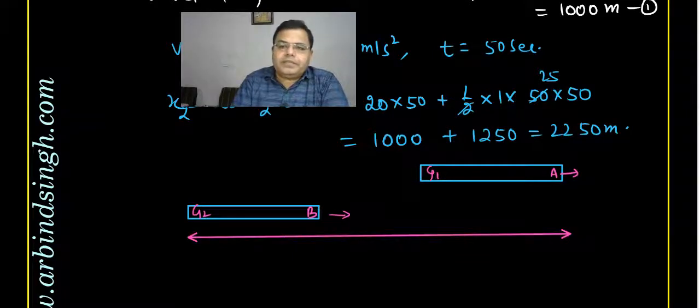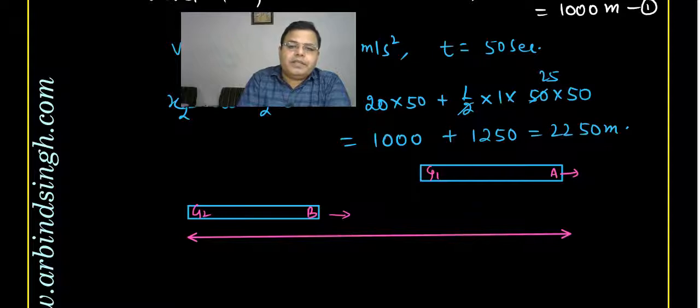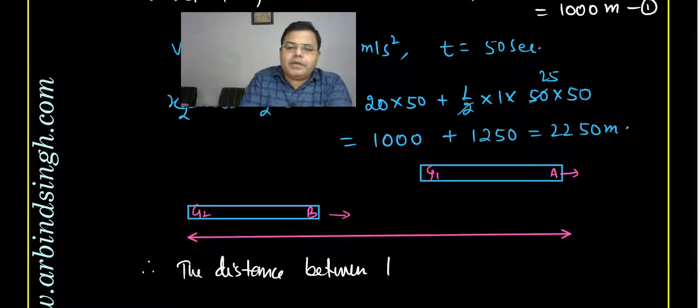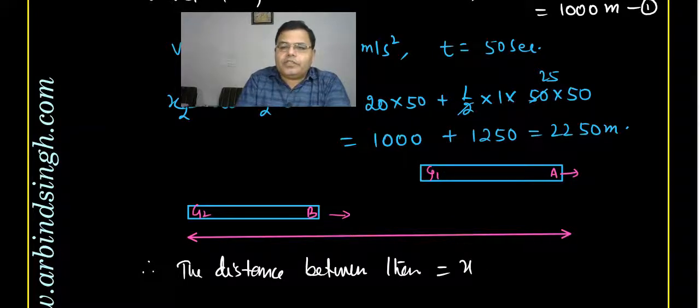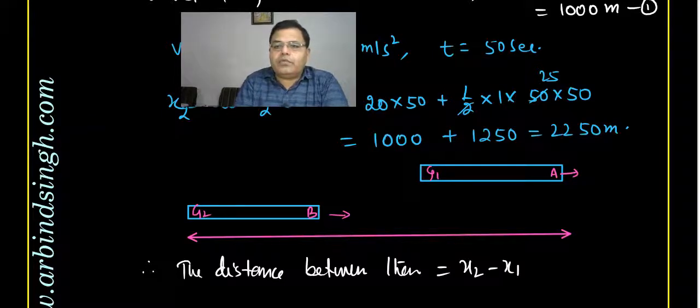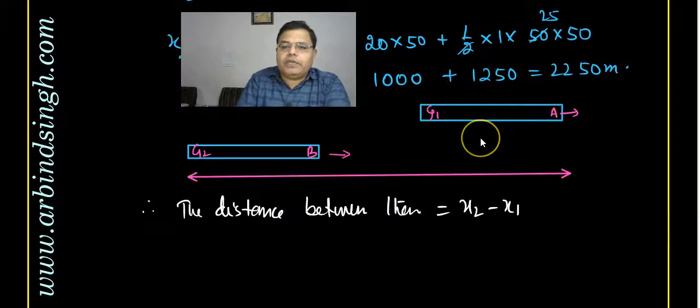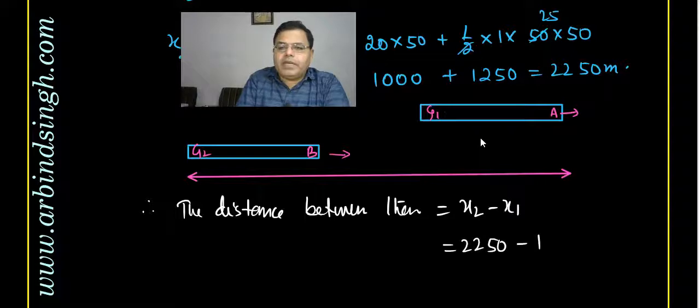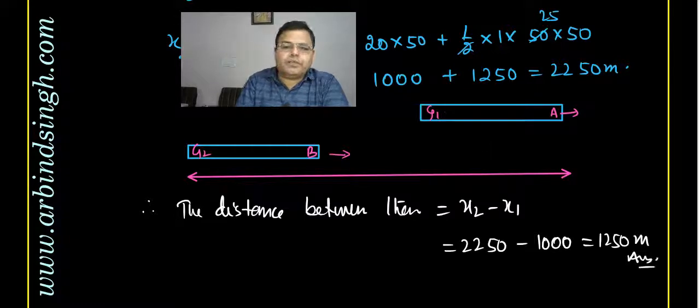So basically the distance between them is the distance traveled by A. So the distance between them, therefore, we can write here is X2 minus X1, because the second one covered 2250 meter, so it means 2250 minus 1000, that is 1250 meter, and that will be the answer of this question.